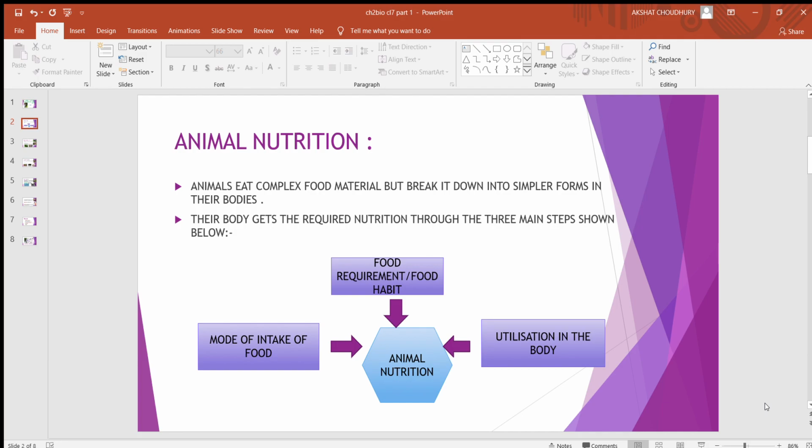First one is mode of intake of food. This means how the animals intake their food. Second is food requirement or food habit. This means what their food is. Basically this is about what they eat. Third one is utilization in the body. This means how the food is utilized in the body.